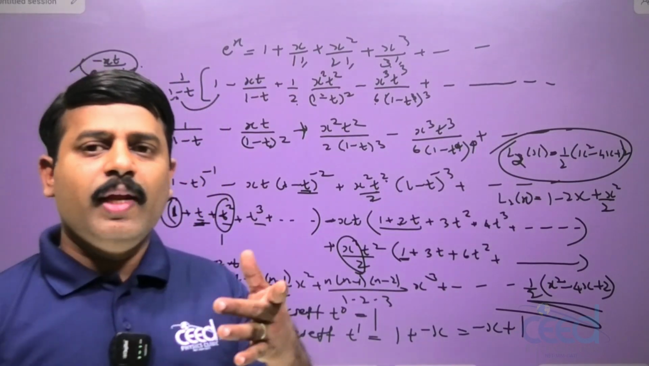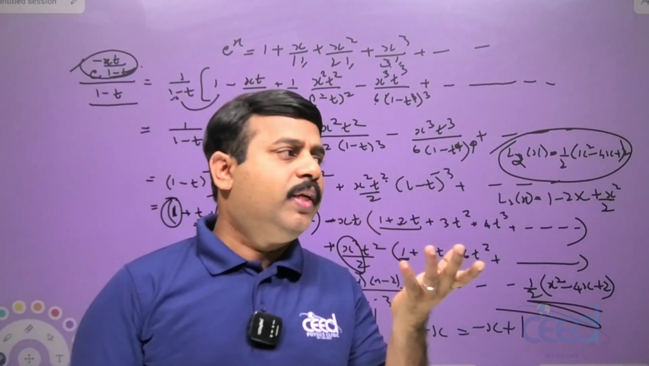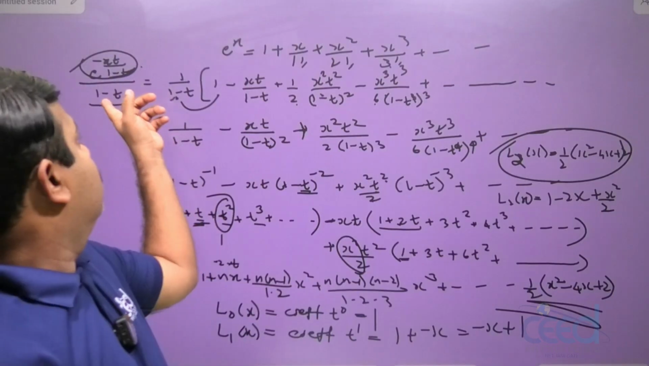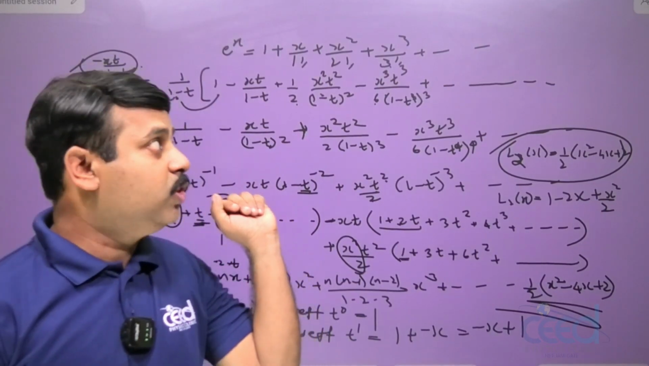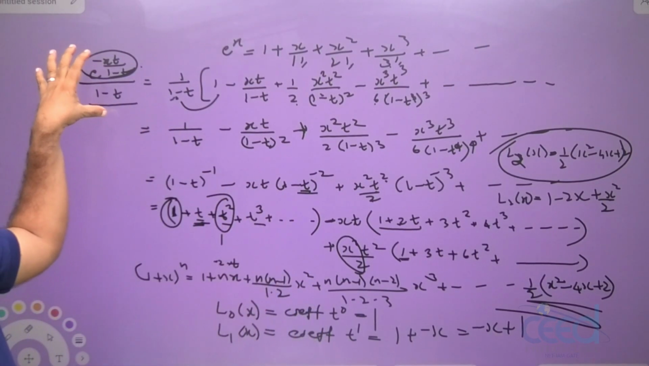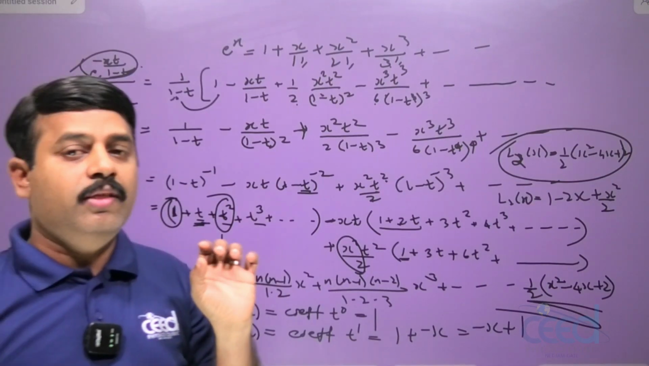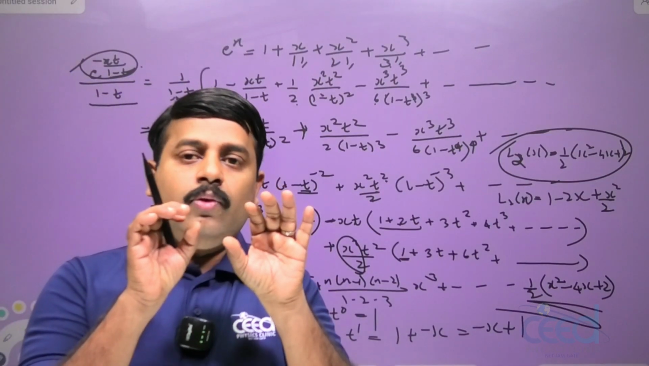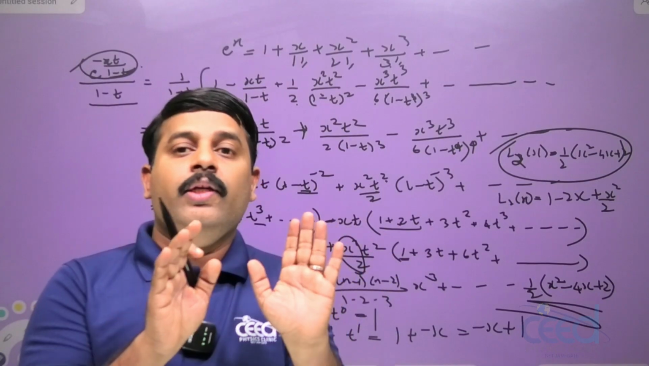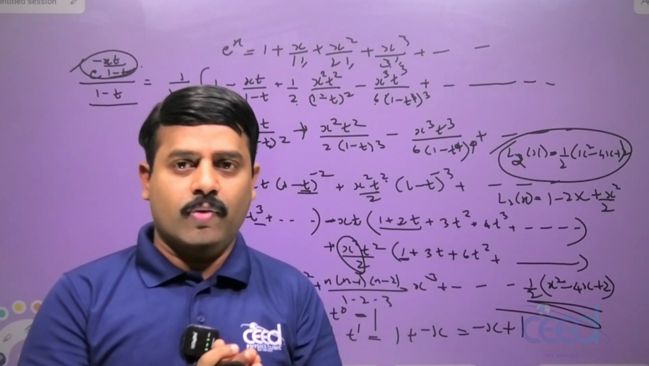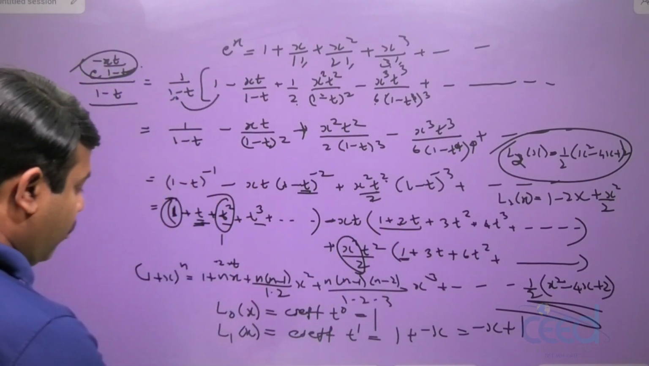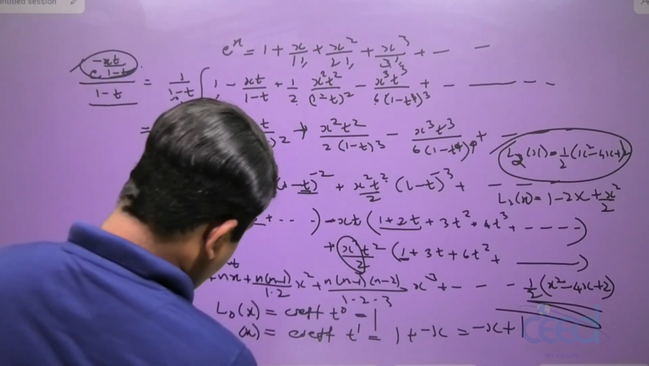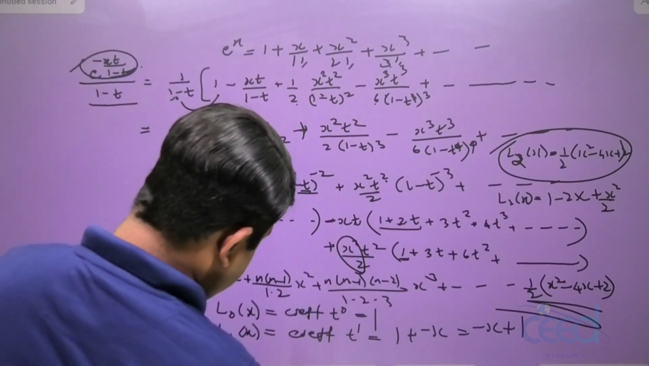So similarly we can find from this formula, the generating function, the expansion of the generating function, then the coefficient of t raised to n you can take as Ln of x. Alright? Now let us go to another part.